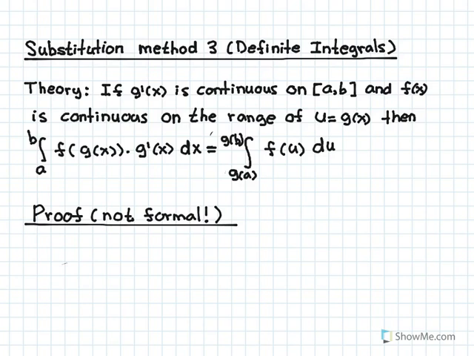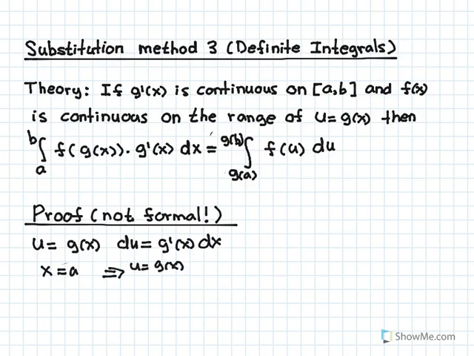So let's do an informal proof. Let u be equal to g of x, that's the inside function. du is equal to g prime of x dx. Now x equals a, plug that into u equals g of x. We transform the limits so they become u limits, so we get u equals g of a. X equals b, that's the upper limit for x, plug that into u equals g of x, and the upper limit for u becomes u equals g of b.